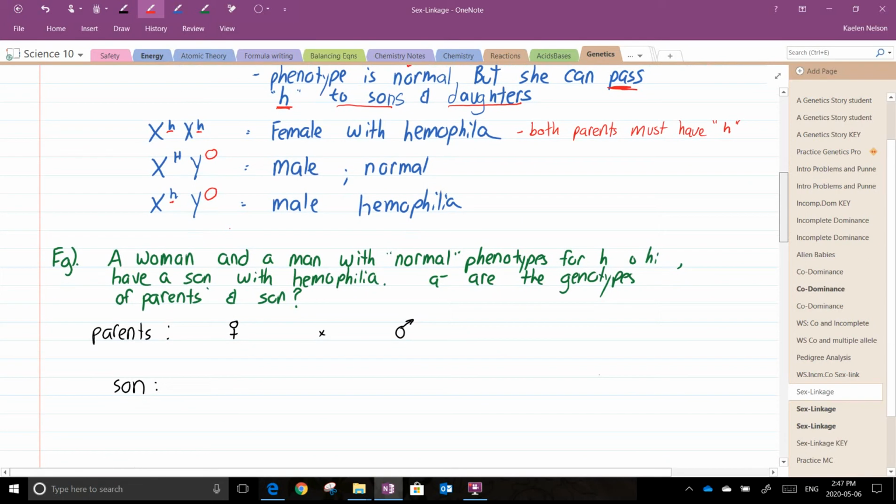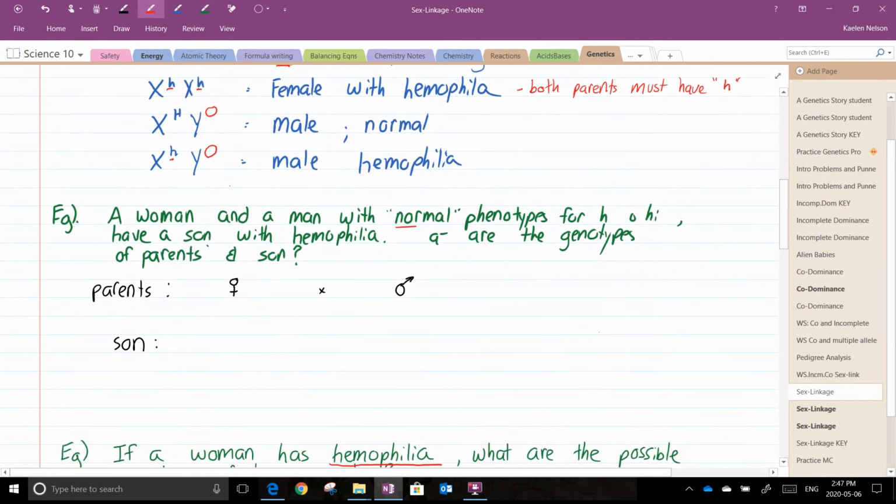We'll look at some examples. A woman and a man with normal phenotypes for hemophilia have a son with hemophilia. So the parents are normal, the son has it. What are the genotypes of the parents and the son? It's easiest to start with the son. We know he has it, which means he has to be X little h Y.